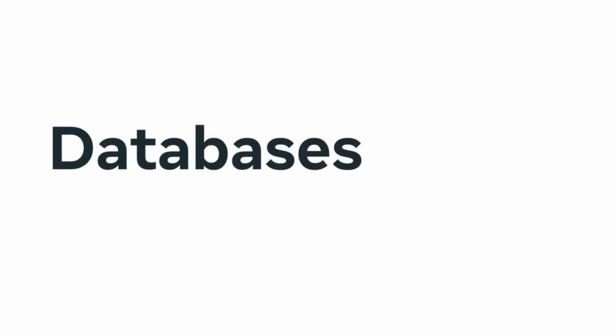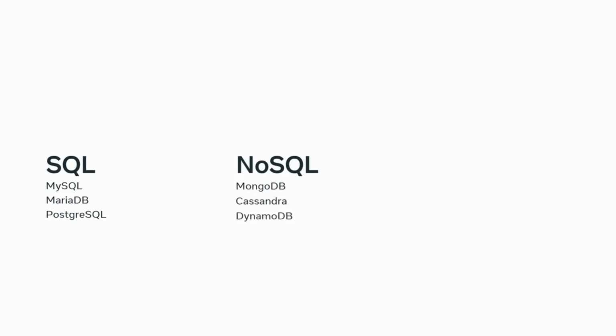Now let's move on to databases. Most public cloud providers offer SQL, NoSQL, or time series databases to store your application data. Examples of SQL are MySQL, MariaDB, and PostgreSQL. And examples of NoSQL are MongoDB, Cassandra, and DynamoDB. Whereas examples of time series are InfluxDB and Prometheus.